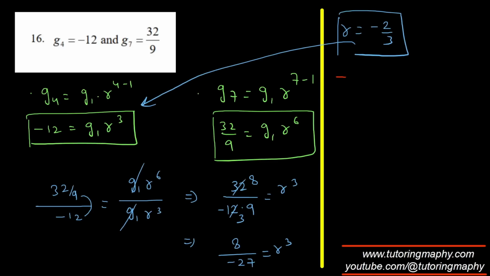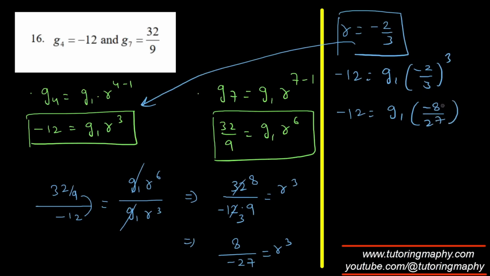So I'm going to get negative 12 is equal to G1 times negative 2 over 3 cubed. So negative 12 is equal to G1 times negative 8 over 27. 4 times 2 is 8, 4 times 3 is 12. So let's cross multiply. In fact, these two negatives are also cancelled. I hope you're following. So I have 27 multiplied with 3, which is 81, is equal to G1 times 2. So G1 is 81 over 2.